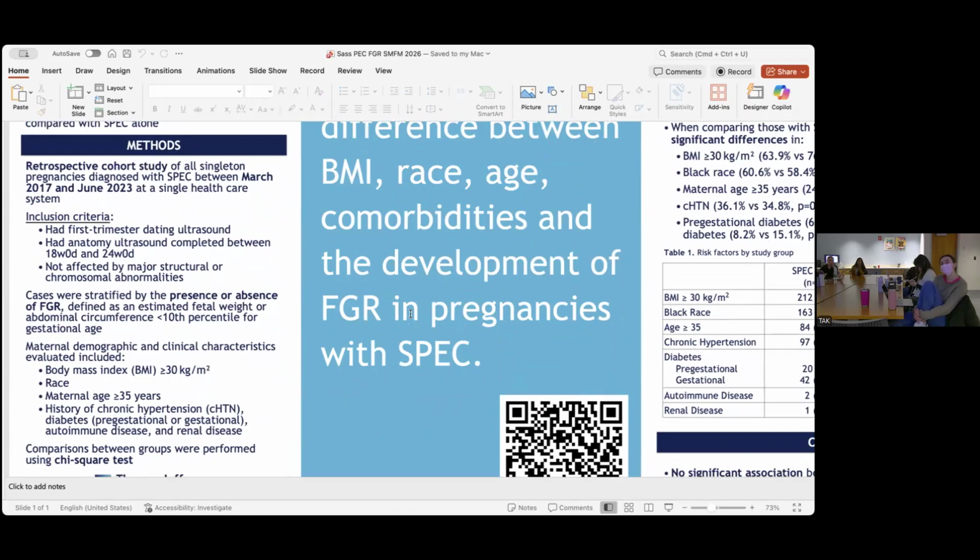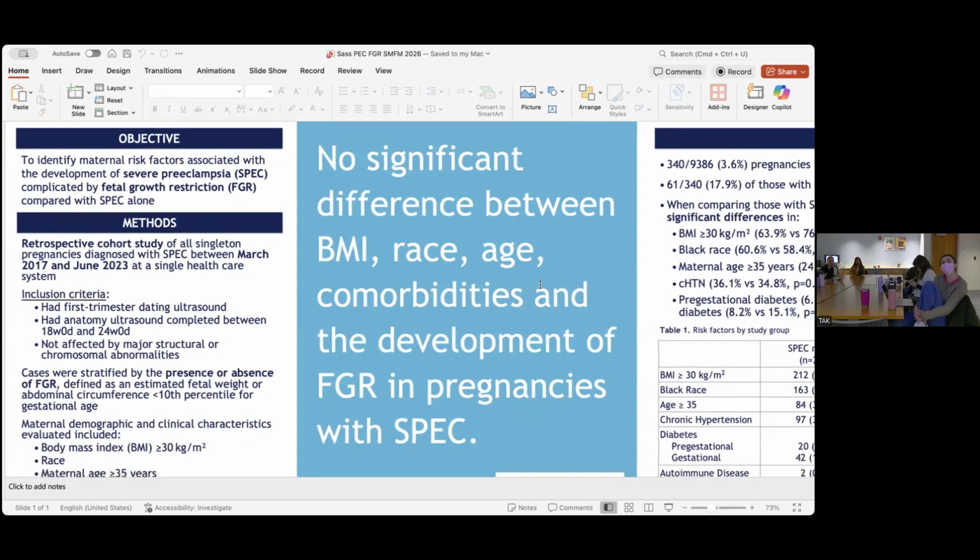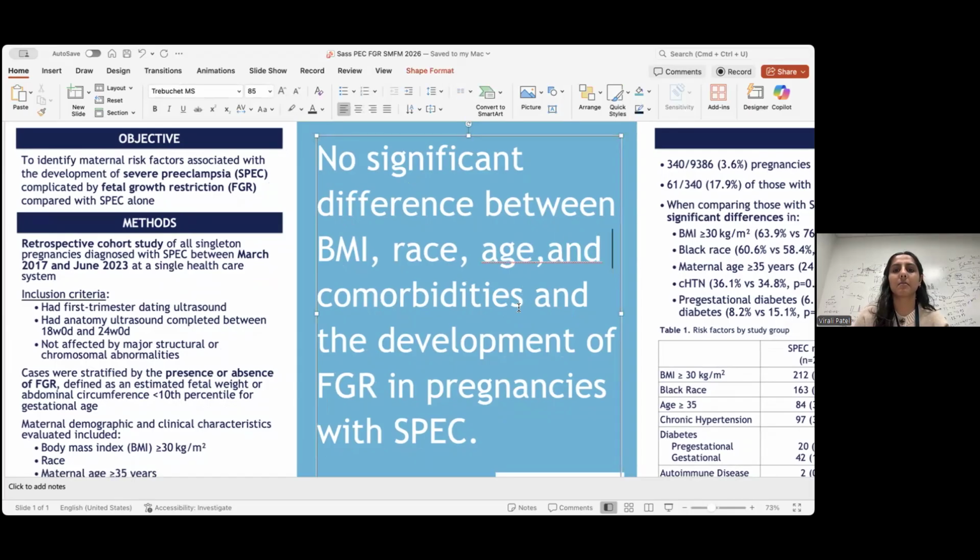Can you scroll up? Do we need to include? I would say "associated with," not "and." You know what I mean? Where are you at? No significant difference between BMI, race, age, comorbidities. It would be "and comorbidity associated with," right? Associated with the development of FGR. Or wait, hold on. I'm trying to understand what this is saying.